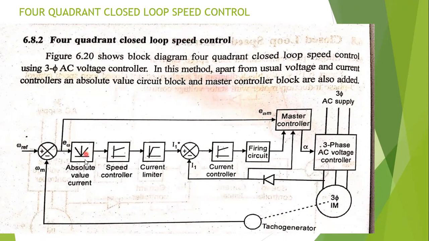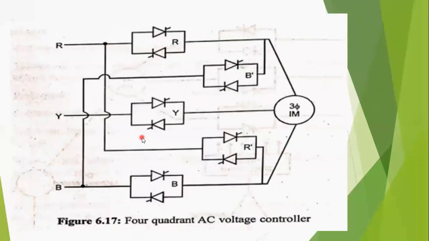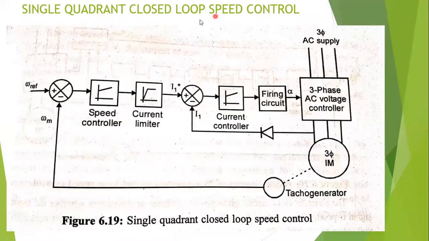Here, this absolute value of current block, and also the master controller. This is the difference between single quadrant closed loop speed control and four quadrant closed loop speed control of induction motor. Okay, so this is called single quadrant closed loop speed controller. Am I right or not? This is the diagram of the single quadrant closed loop speed controller.